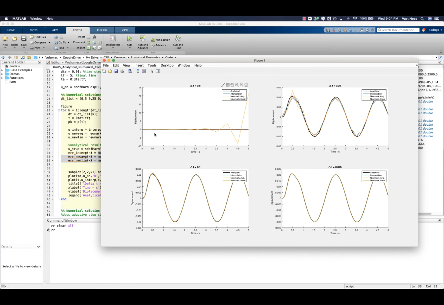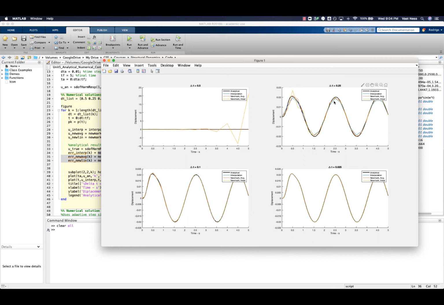The interpolation and numerical average schemes don't seem to blow up, so we can assume that they are stable. However, the values of the unstable response become so large that it's very difficult to see what is going on in the others. But let's move on to the next time step, 0.25 seconds. Now we see that all algorithms are in fact stable.